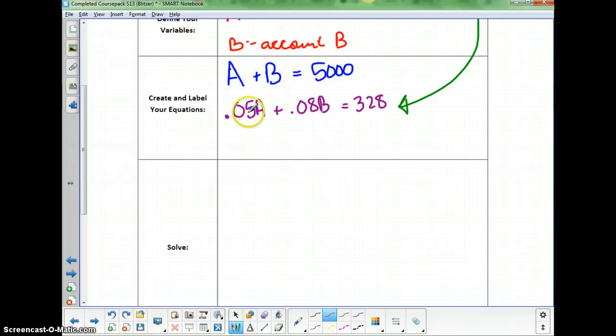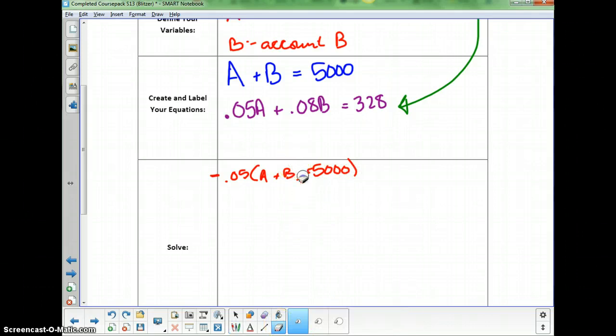So I'm going to pick the smaller number. I'm going to multiply by 0.05, but I better make it negative so I'll have one negative and one positive when I'm finished. This one right here is already positive. So I'm going to multiply A plus B equals 5,000, the entire thing, both sides of the equation, by that negative 0.05.